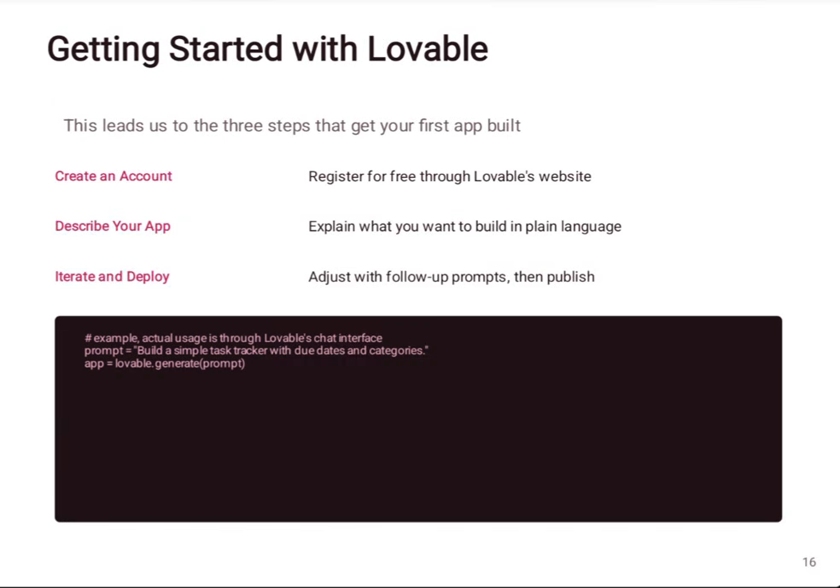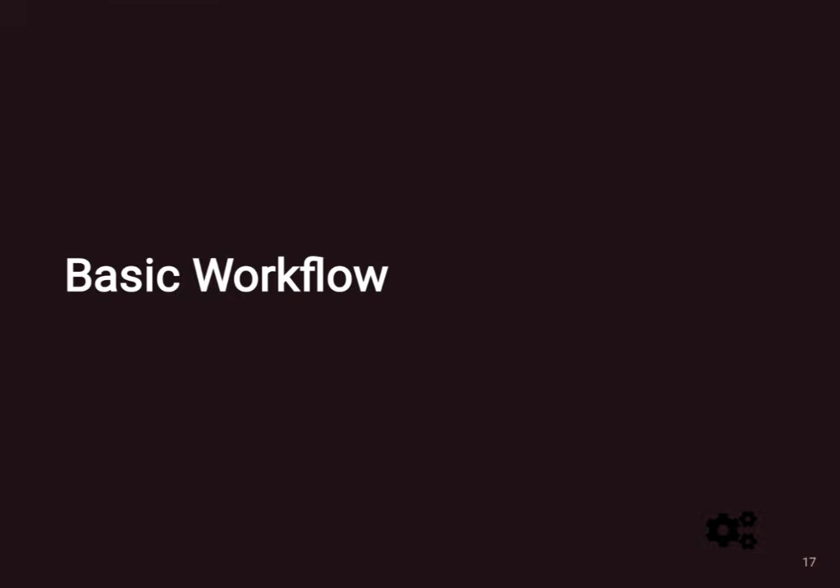Getting started with Lovable. This leads us to the three steps that get your first app built. Create an account: register for free through Lovable's website. Describe your app: explain what you want to build in plain language. Iterate and deploy: adjust with follow-up prompts, then publish. Basic workflow.